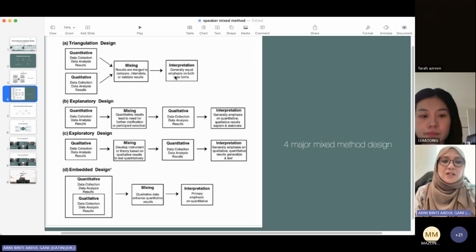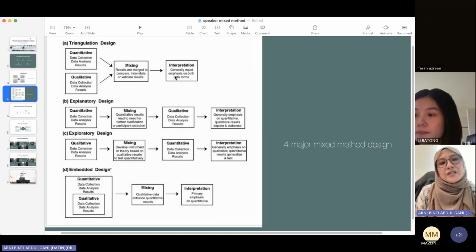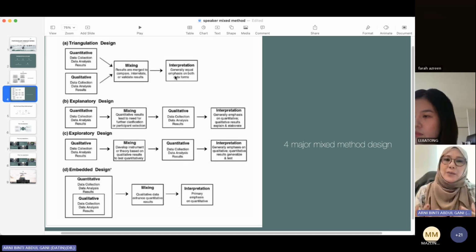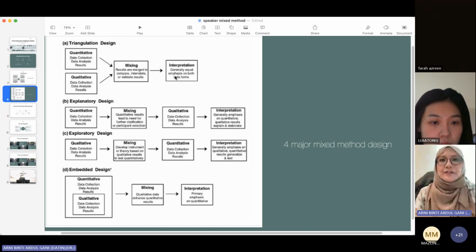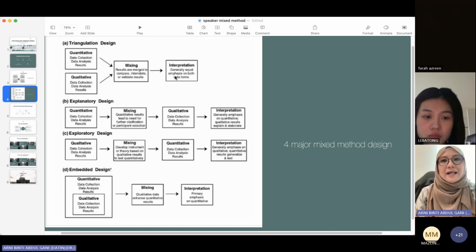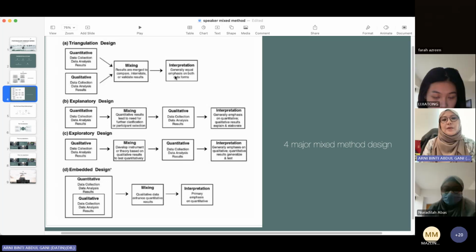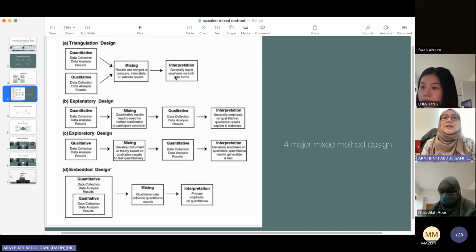Okay, so the four major ones, we have triangulation. Maybe you have heard about the word triangulation. So triangulation is where you have quantitative and qualitative done almost simultaneously, and then you mix the results, you merge, either you compare, you interrelate, or you validate. And then you come into the final conclusion or interpretation, the discussion part of it. And generally in triangulation design, your discussion will be emphasizing both data equally.